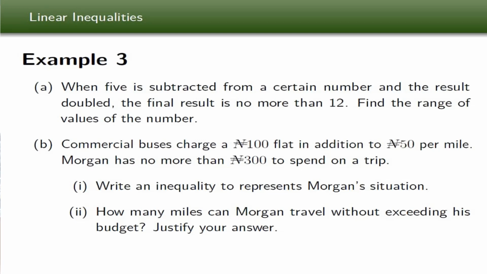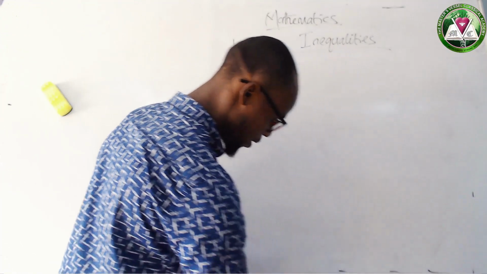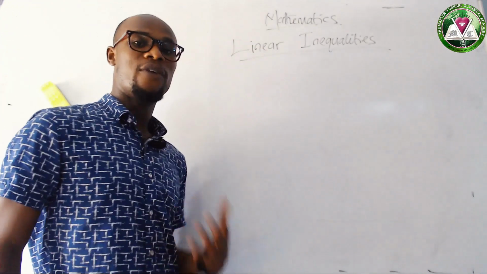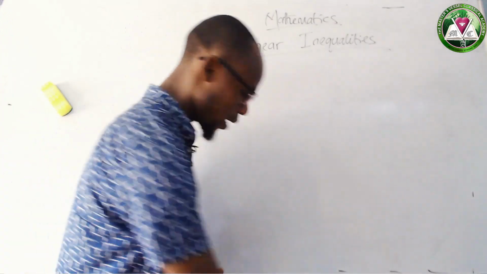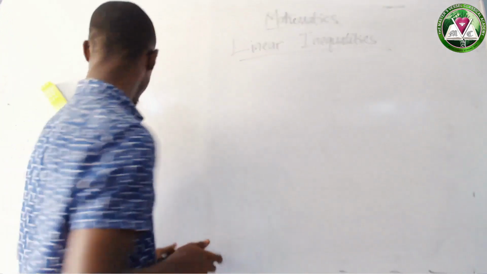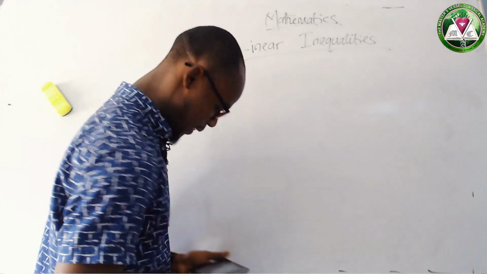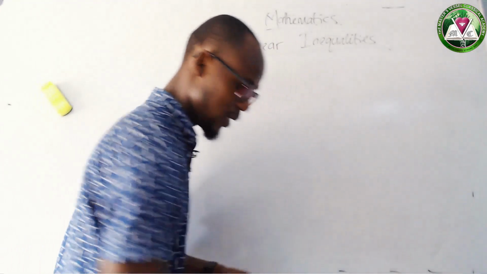Number 2. How many miles can Morgan travel without exceeding his budget? And we are asked to justify our answers. Now, looking at the steps we have there, the first step says we need to assign a variable to our unknown quantity. You ask yourself, what is the unknown quantity here? The unknown quantity here is the number of miles that Morgan can travel. We don't know the number of miles that Morgan can travel.